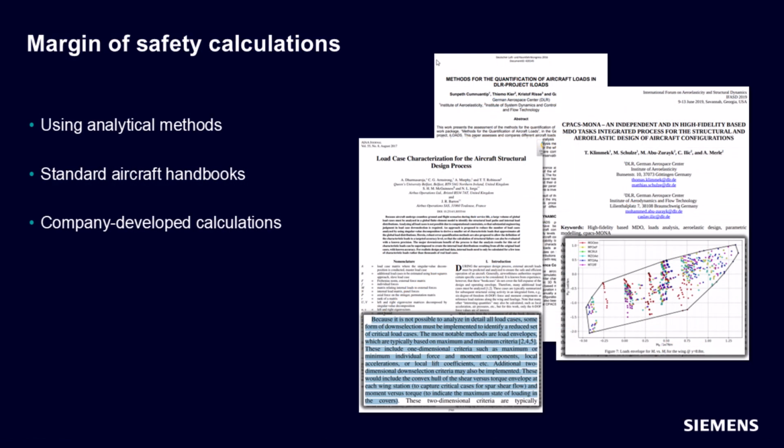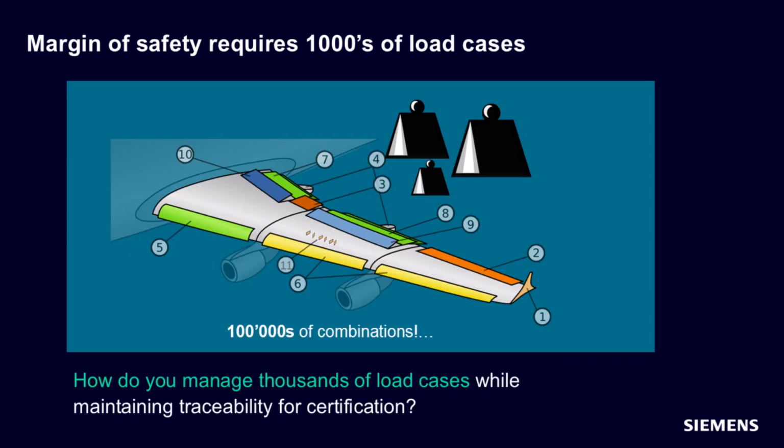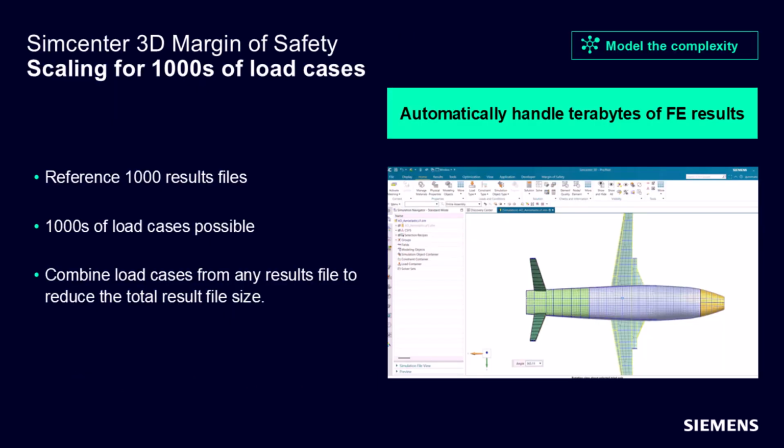The margin of safety calculations performed for structural components are primarily done with analytical methods, either from standard aircraft handbooks or from the company. But aircraft can have thousands of load cases, and these need to feed the margin of safety analysis. How can you manage thousands of load cases while maintaining traceability for certification?